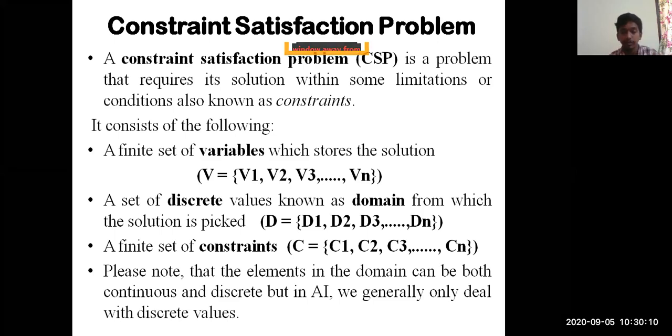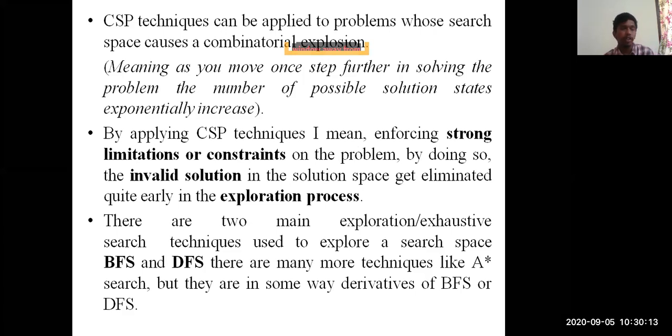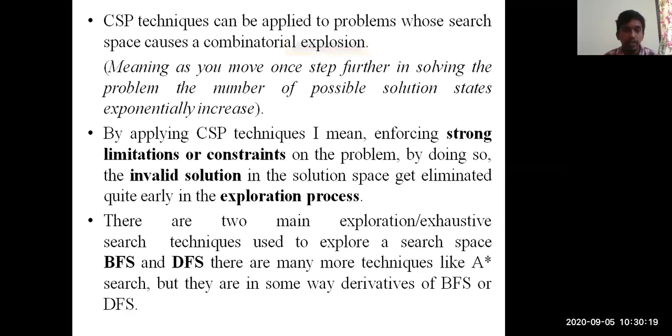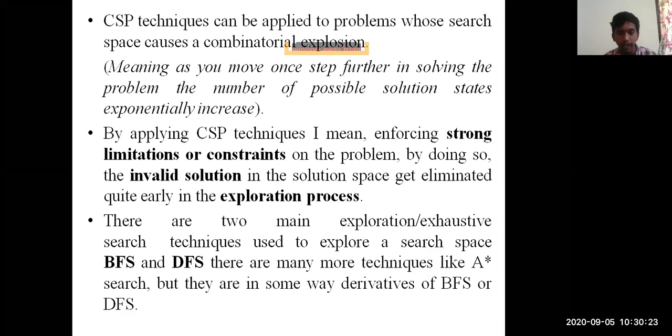Okay. So talking in depth about what is CSP. What actually is the basic concept of CSP? CSP means constraint satisfaction problem. So keep this in your mind. This is the terminology, like how we talk about BFS and DFS. So generally we call it CSP. CSP techniques can be applied to problems whose search space causes minimum.